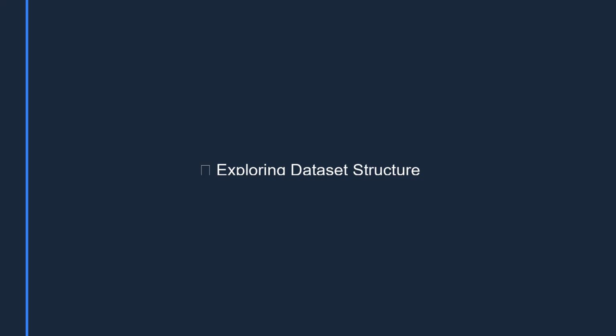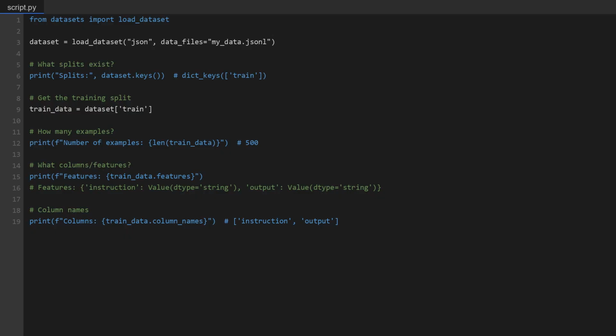Exploring dataset structure. Once a dataset is loaded, the first thing to do is understand its shape. Checking dataset.keys() tells you which splits exist. Accessing the train split and calling len gives you the total row count, in this case 500 examples. The features attribute describes the schema, column names, and their data types. The column_names property gives you a plain list of those names, which is what you'll reference when filtering or accessing specific fields. These four checks take 10 seconds and save you from confusing key errors later.